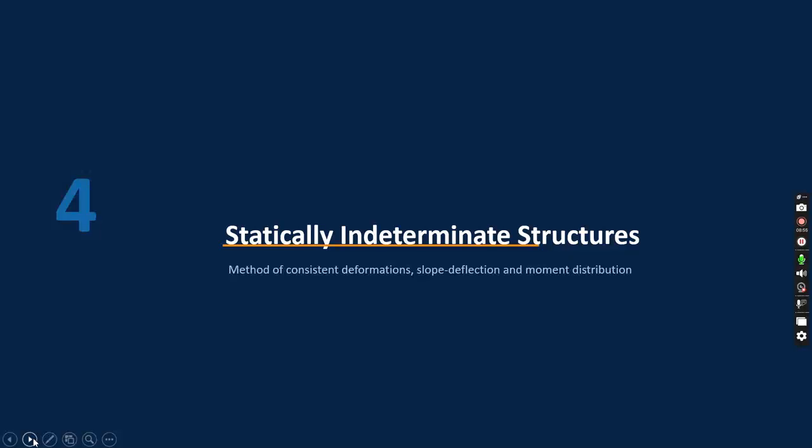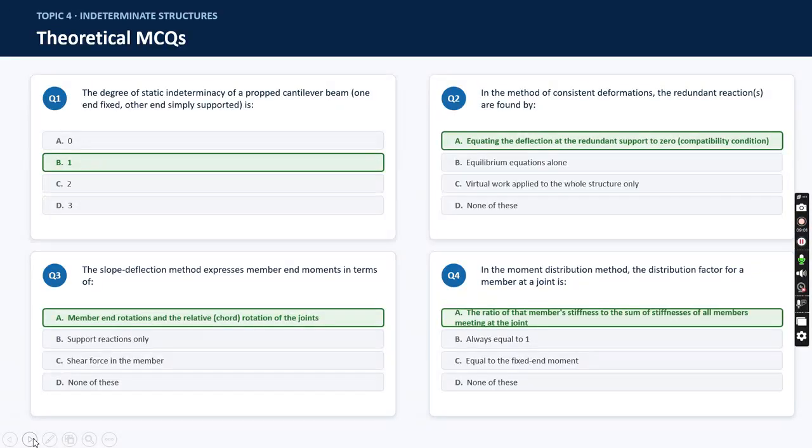Next, the fourth topic is statically indeterminate structures. The degree of static indeterminacy of a propped cantilever beam is 1. Option B is the right answer. In the method of consistent deformations, the redundant reactions are found by equating the deflection at the redundant support to 0. Option A is the right answer.